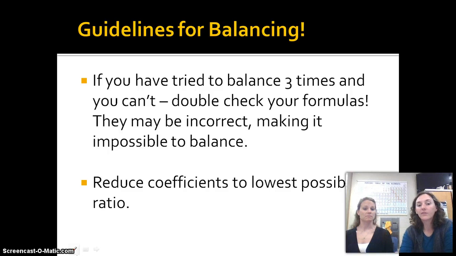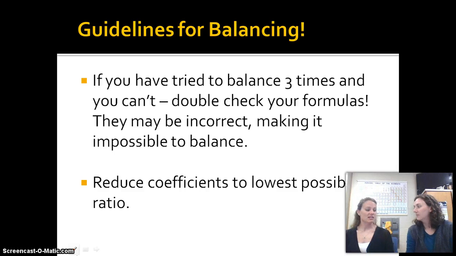And then the other thing, reduce your coefficients to the lowest possible ratio. If they're all even, go back through and divide them all by 2 until you get at least a 1 in there, so that you can't reduce it anymore. And we don't write ones. We leave things blank in front because as soon as it's written, it's understood that it's a 1. We do that a lot in chemistry.